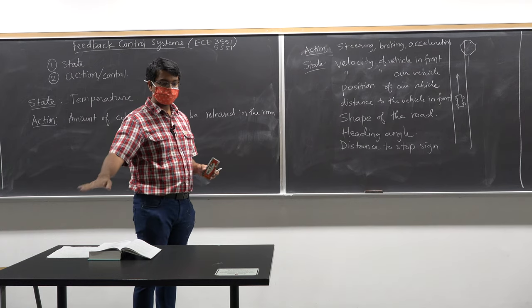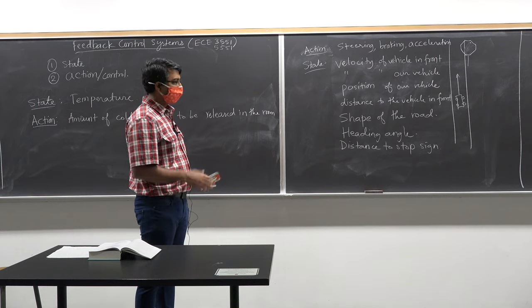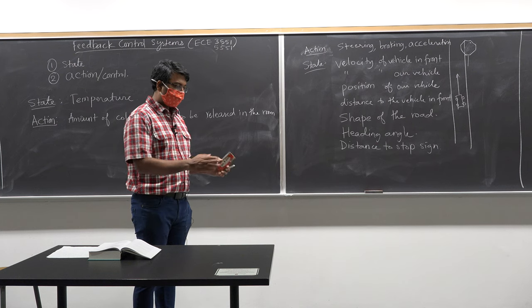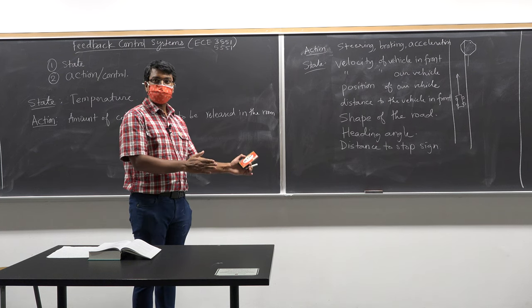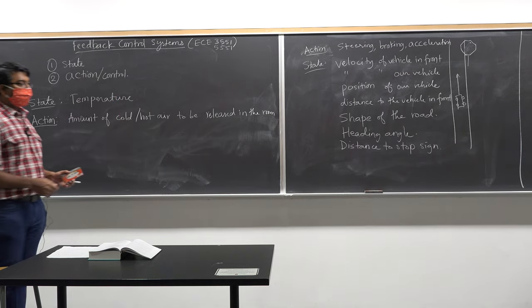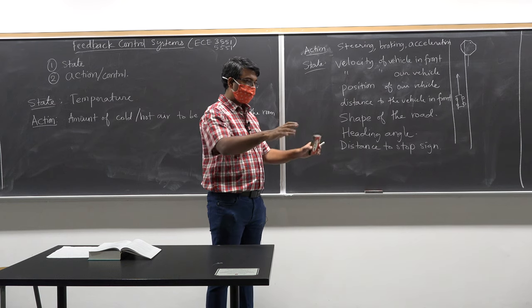You have vehicles on this side of the road, you have vehicles on that side of the road, you may have lane markings, you may want to be on the center of the lane, so you need to figure out the distance of your vehicle from the center of the lane in which you are going, and you need to look at maybe some other objects that are on the road.